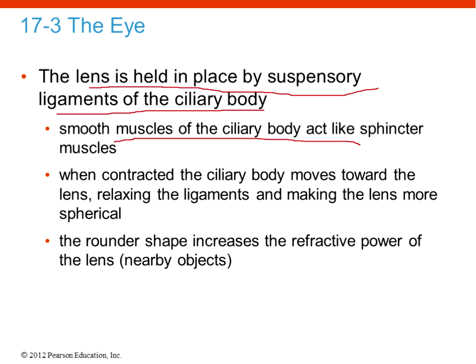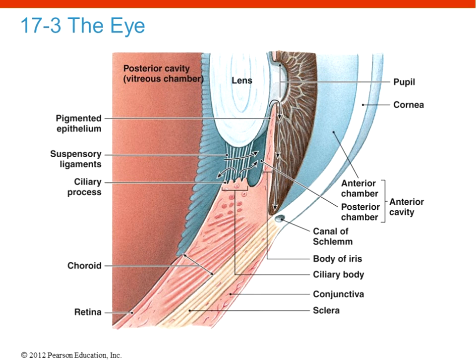When the ciliary body relaxes, it pulls away from the lens. That's going to tighten the ligaments a little bit. They're going to pull on the lens, and the lens will stretch out and flatten a little bit. And so there you have this focusing power based on what the ciliary body is doing.